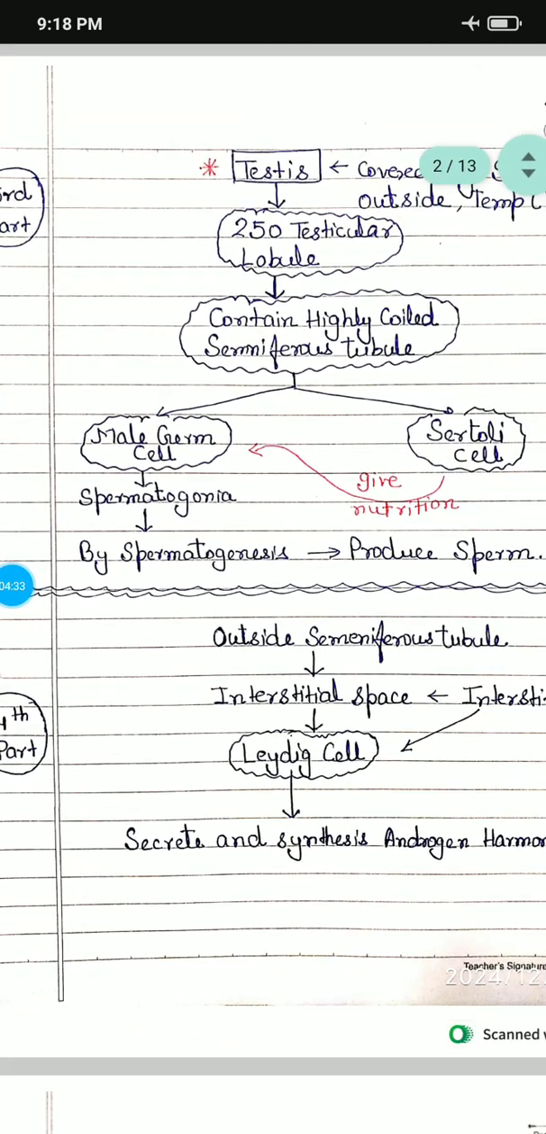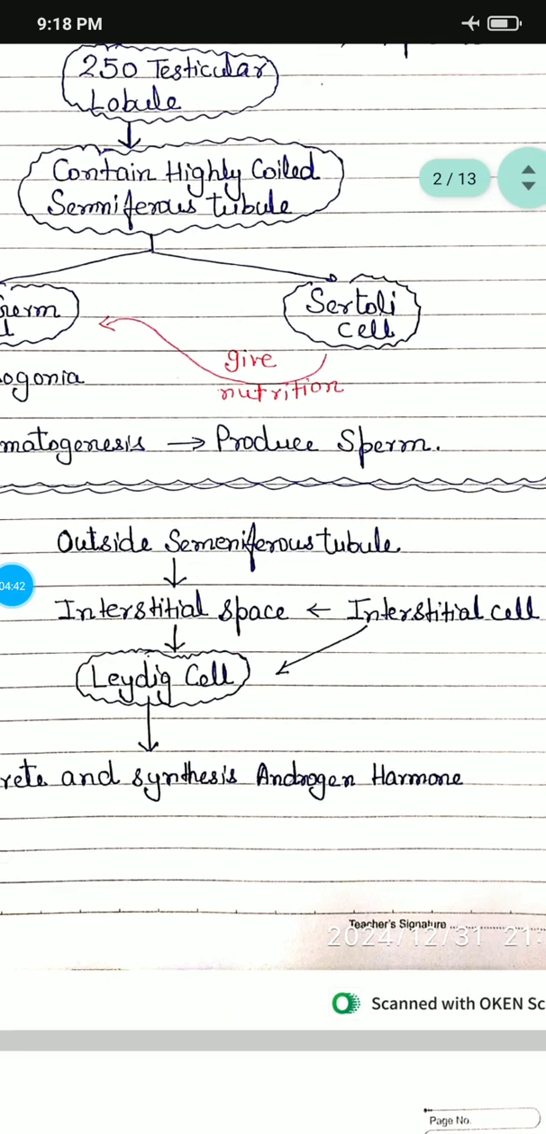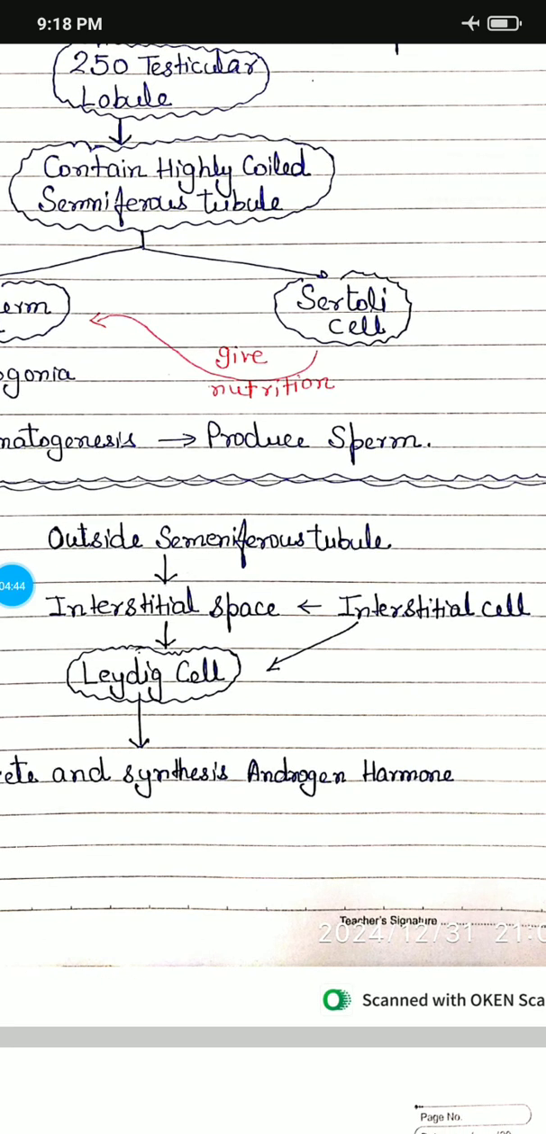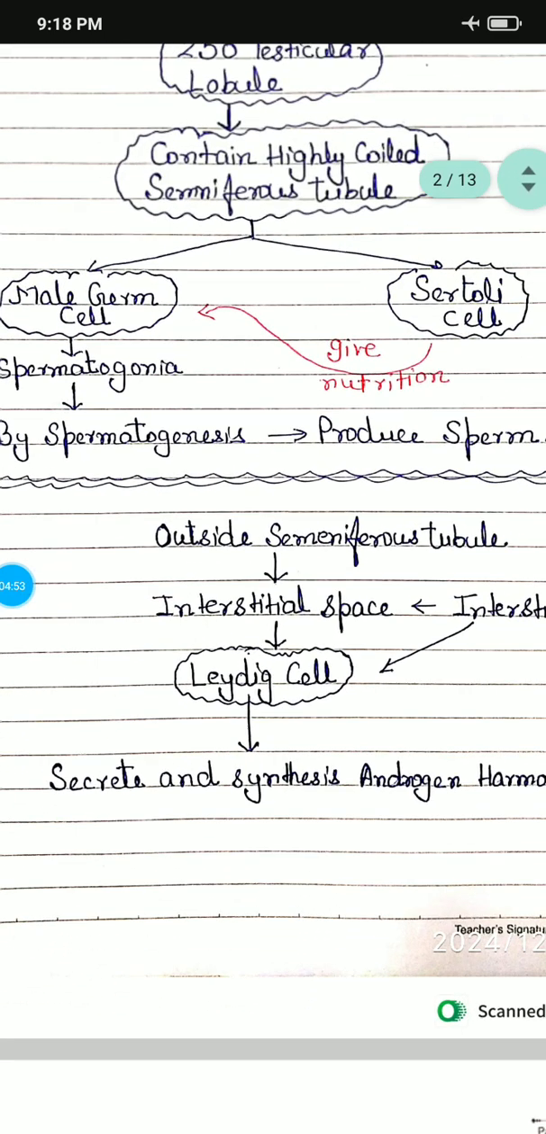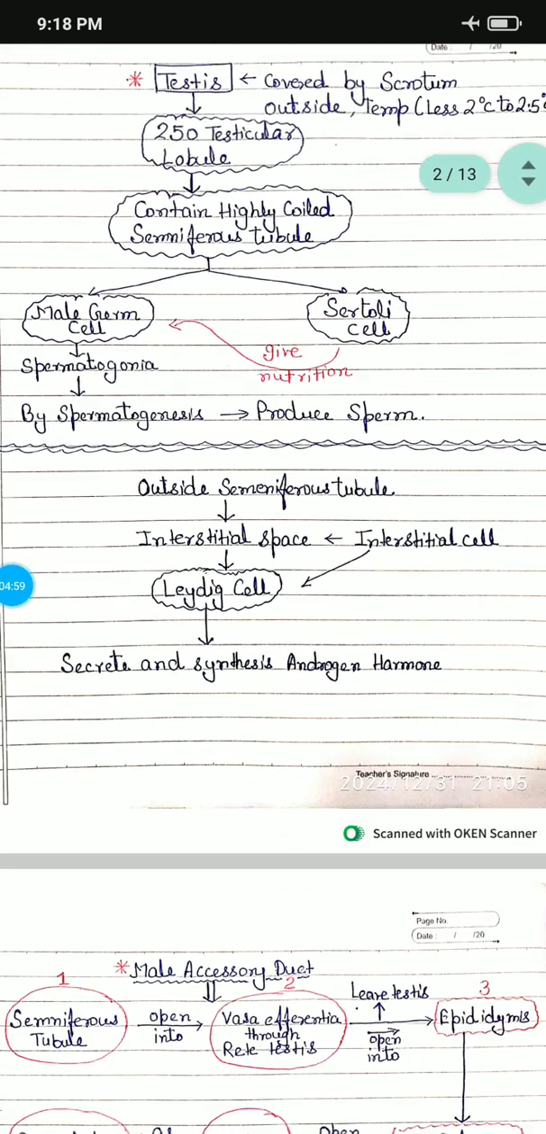But what happens outside the seminiferous tubule? Outside the seminiferous tubule, interstitial spaces are there. These interstitial spaces are made up of interstitial cells, and these interstitial cells are also called Leydig cells. Why? Because they secrete and synthesize one hormone, and that is called androgen. So here the testis part is over.